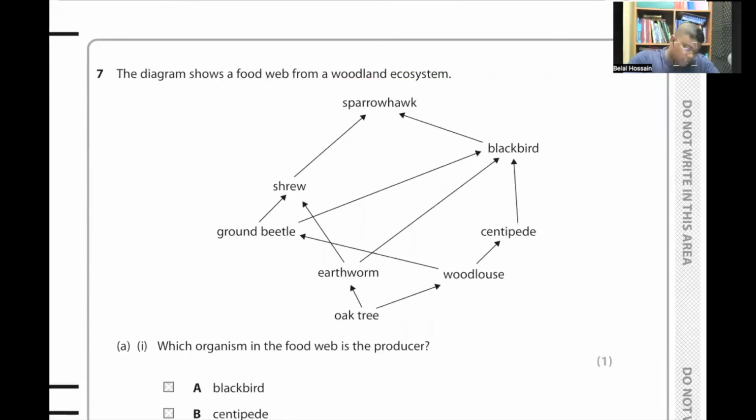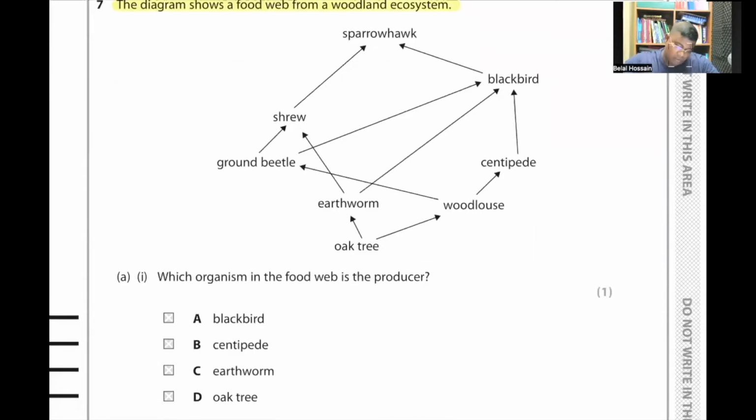Question number 7. The diagram shows a food web from a woodland ecosystem. Now we can see the oak tree, which is the producer, and then we can see earthworm and woodlouse. These are primary consumers. So we'll just label them 1C. They are primary consumers. When woodlouse is eaten by centipede, the centipede becomes the secondary consumer.